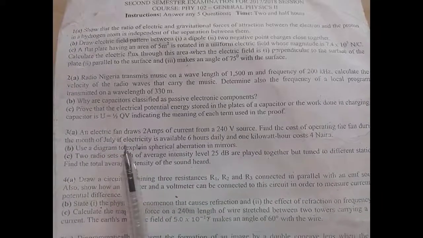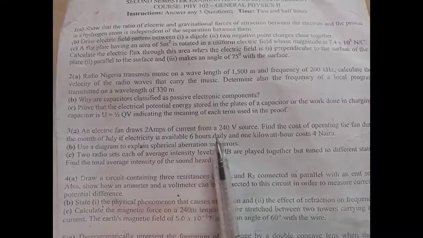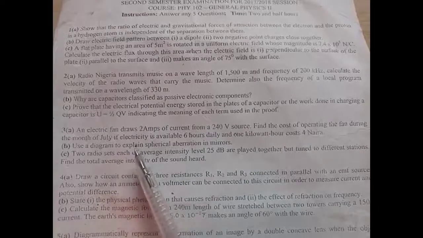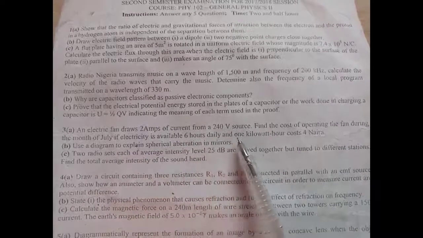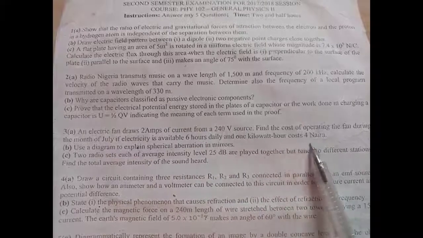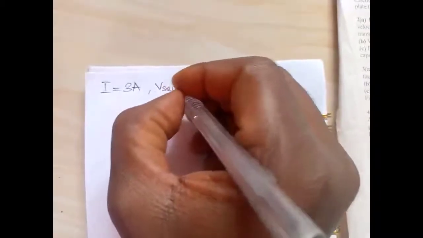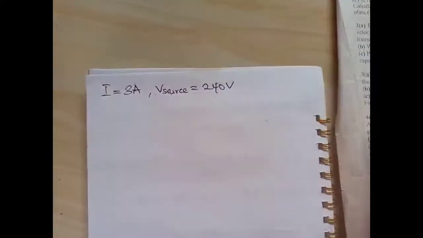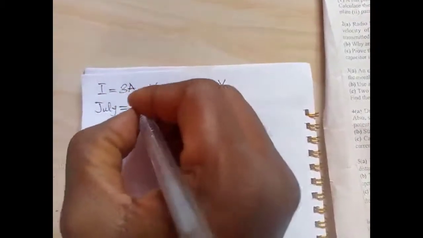This question says an electric fan draws 2 amps of current from a 240 volt source. Find the cost of operating the fan during the month of July if electricity is available 6 hours daily and 1 kilowatt hour costs 4 naira. So for us to get that, the current is 2 ampere and the voltage source is 240 volts, and it is in the month of July. So remember, July has 31 days.